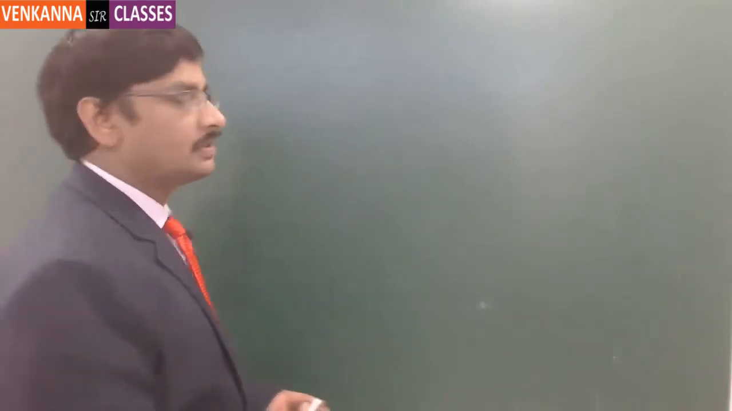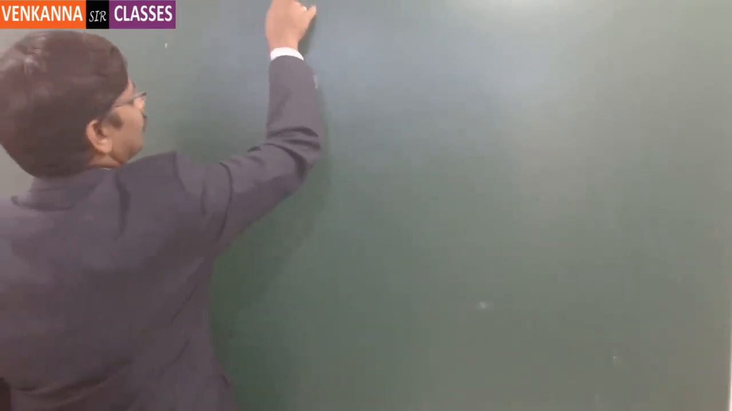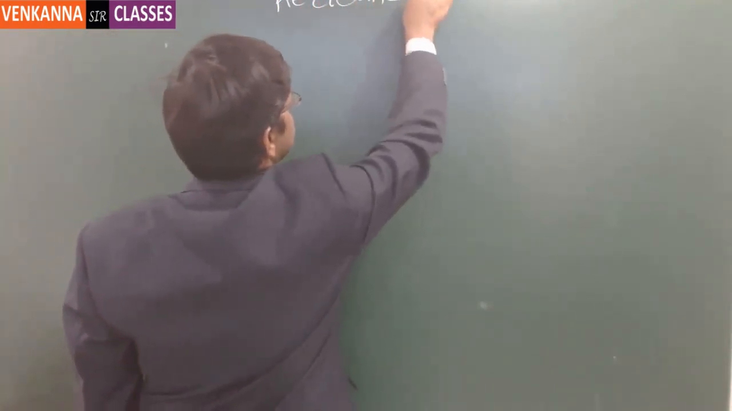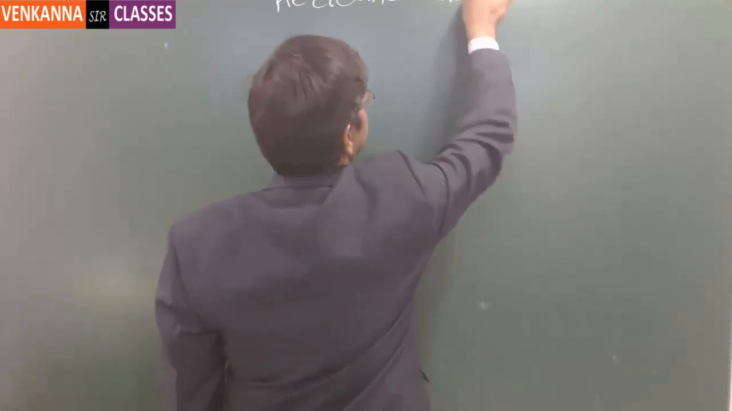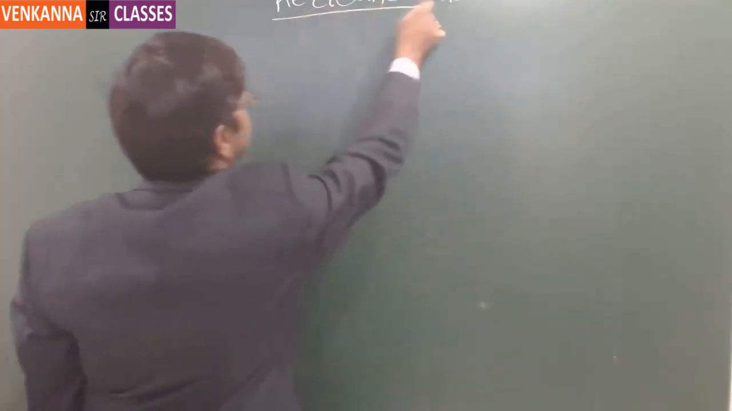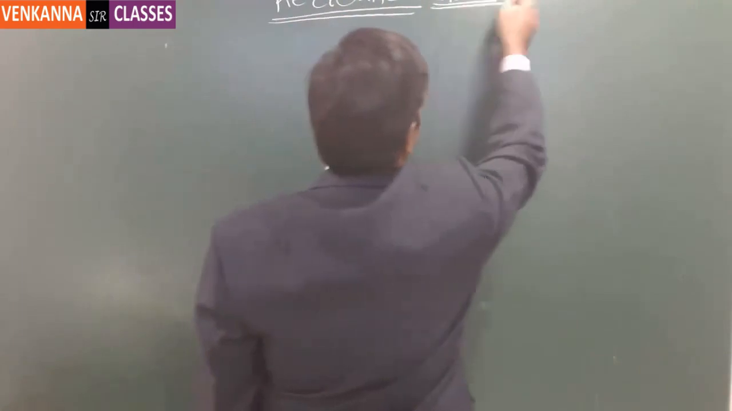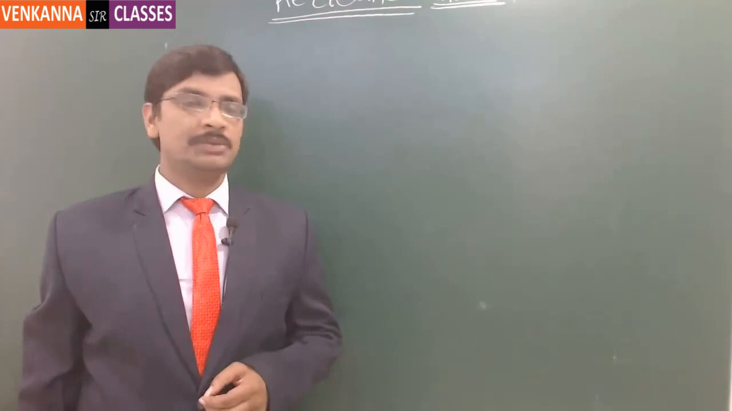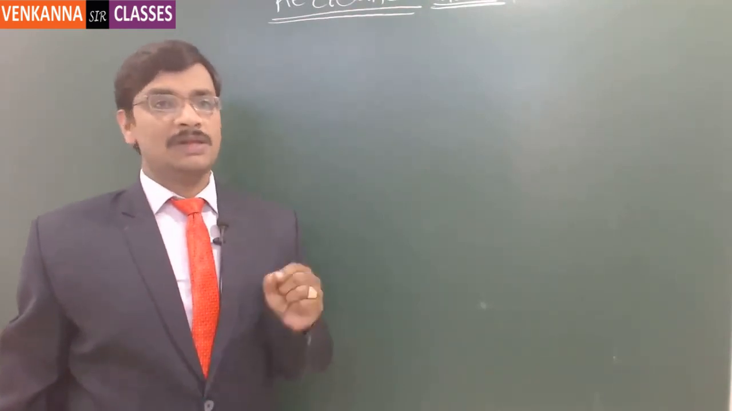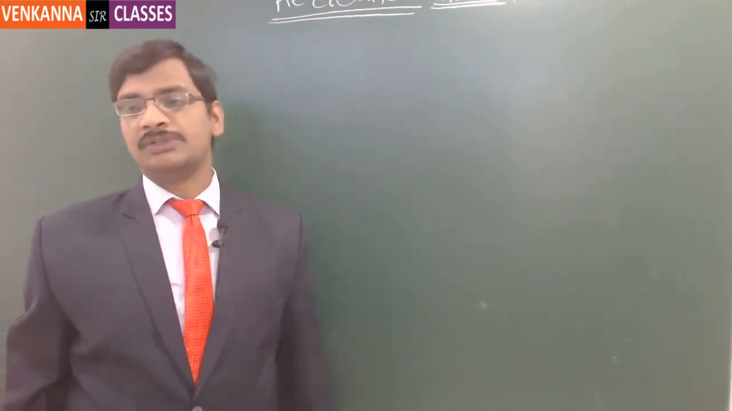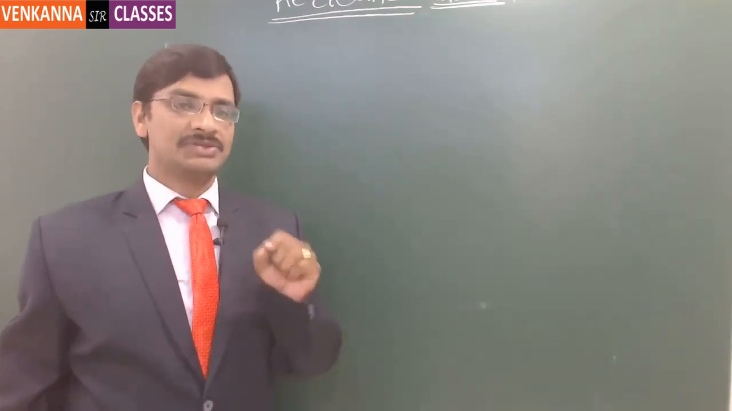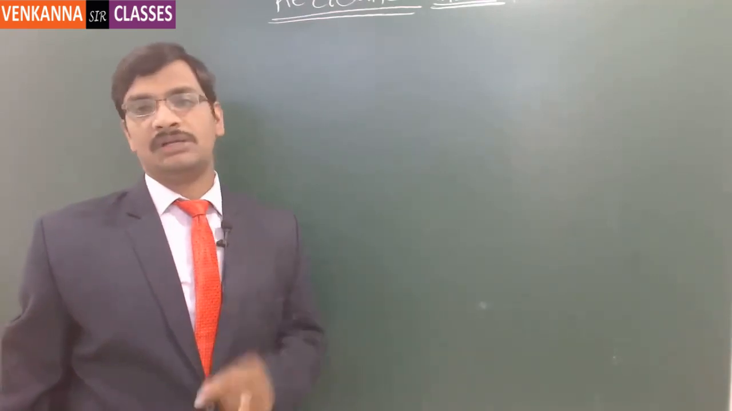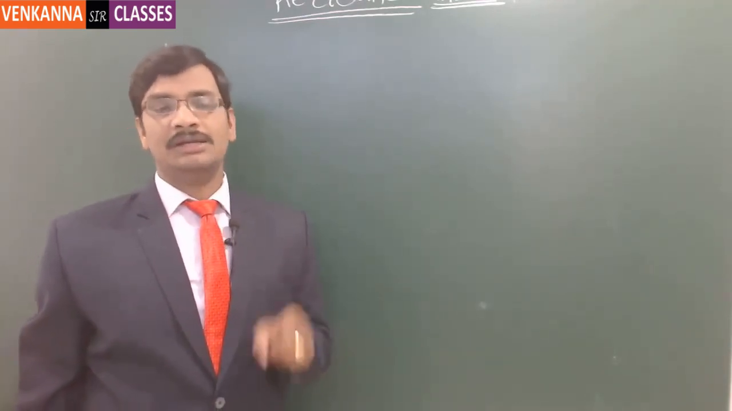Today we are going to start with the first topic, that is rectilinear motion. As I said earlier, rectilinear motion means motion in a single dimension. That means any particle traveling in a straight line is called rectilinear motion. Traveling in a straight line means it may be in the positive direction of x or the negative direction of x, but still we say it is traveling in a straight line.